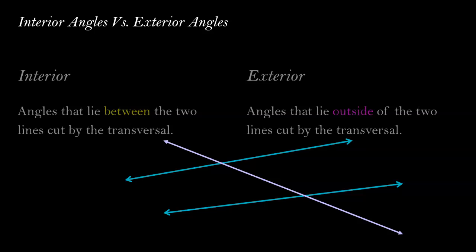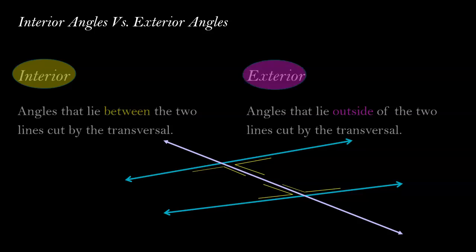When you have a transversal that cuts across two lines, it creates some angle pairs. I want you to get used to looking at a picture of a transversal across lines and seeing which angles are interior. The interior angles are the ones that lie between the two lines. So here's one interior angle. Here's another interior angle. So those are between the two lines that are cut by the transversal.